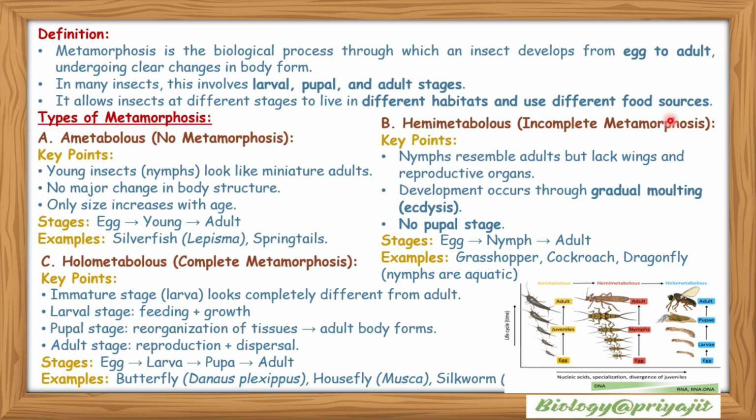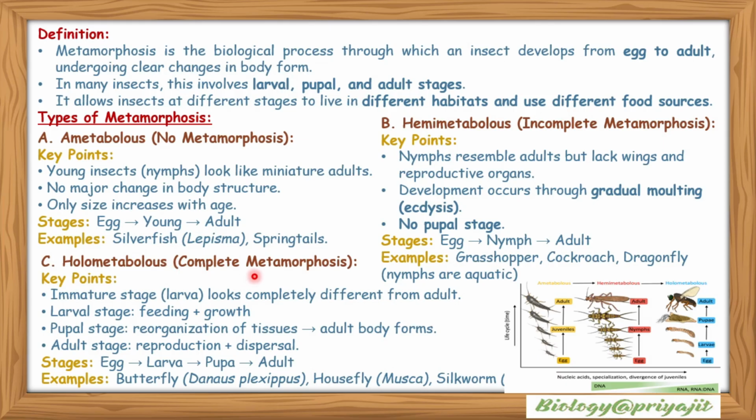So hemimetabolous insects are those that perform incomplete metamorphosis, and among them nymphs resemble adults but they lack wings or reproductive structures. Development occurs through gradual molting or shedding with the help of the hormone ecdysone, and the process is known as ecdysis. And there is no pupal stage. So here the egg is converted into a nymph, and the nymph will be converted into an adult, but the nymph stage has no wings or reproductive structures. Examples: grasshopper, cockroach, dragonfly. When nymphs are aquatic, they are also hemimetabolous insects.